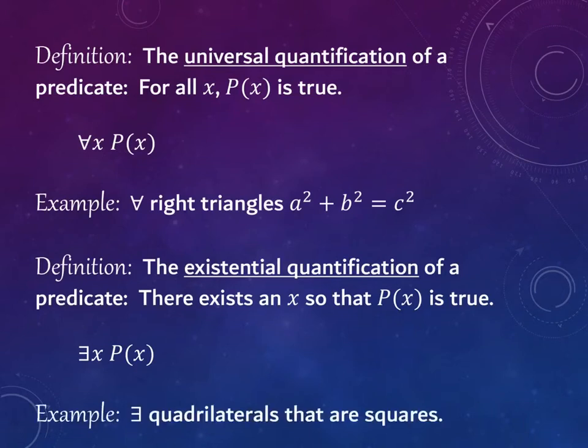And for an example of this, there exist quadrilaterals that are squares. Yeah, no problem. We agree with that. There exist quadrilaterals that are squares.